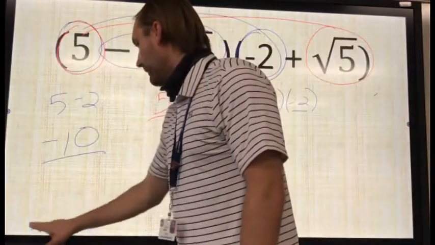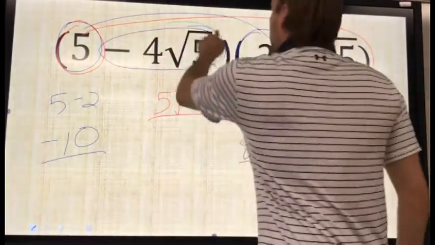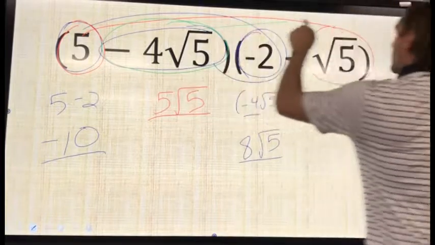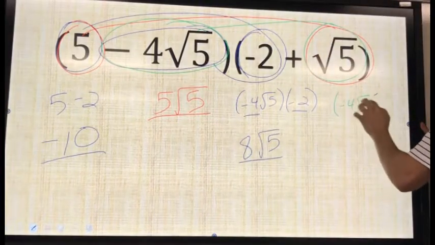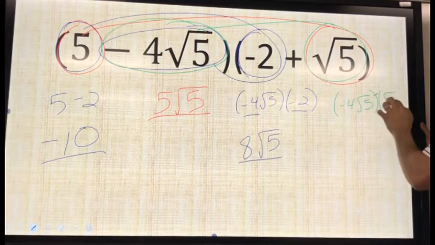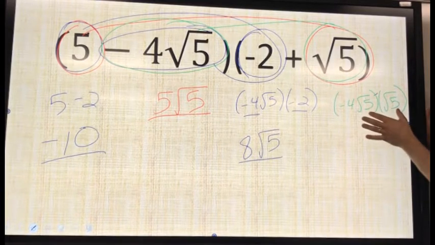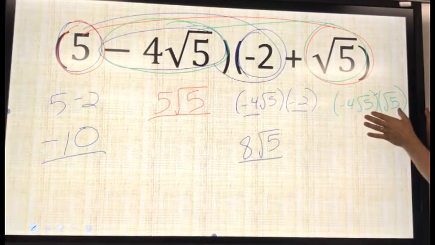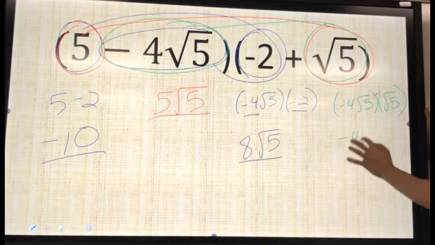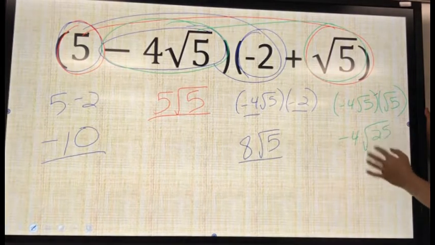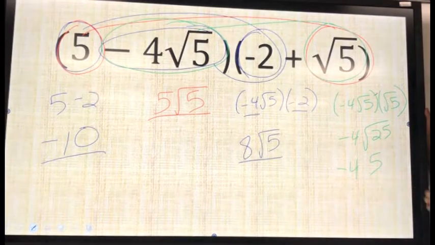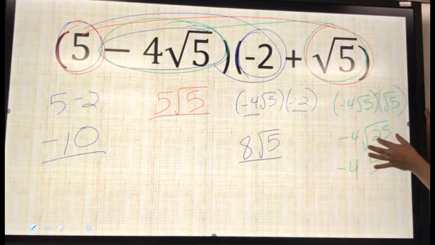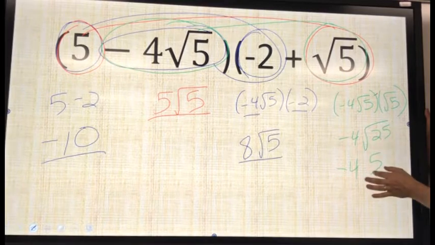Oops. And then last but not least, negative 4 square root of 5 times the square root of 5. So we're going to square our radicals here. What is the square root of 5 times the square root of 5? 5. Very good. So it's the square root of 25, which is what? 5. Right? Multiply the insides, gives me 25. Square root of 25 is 5.